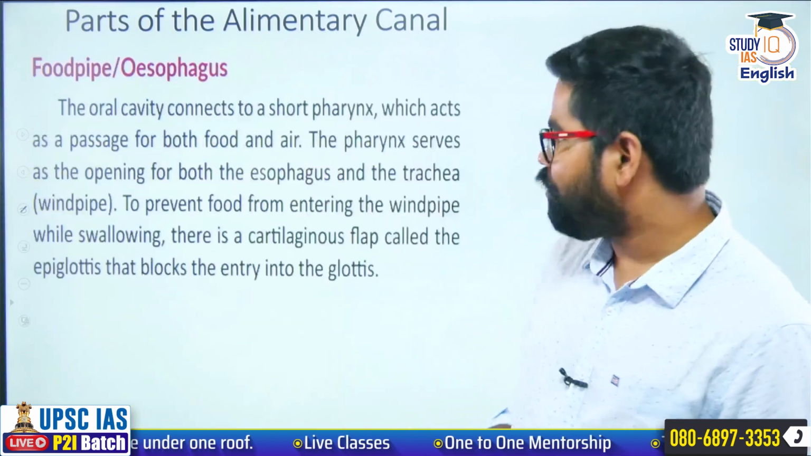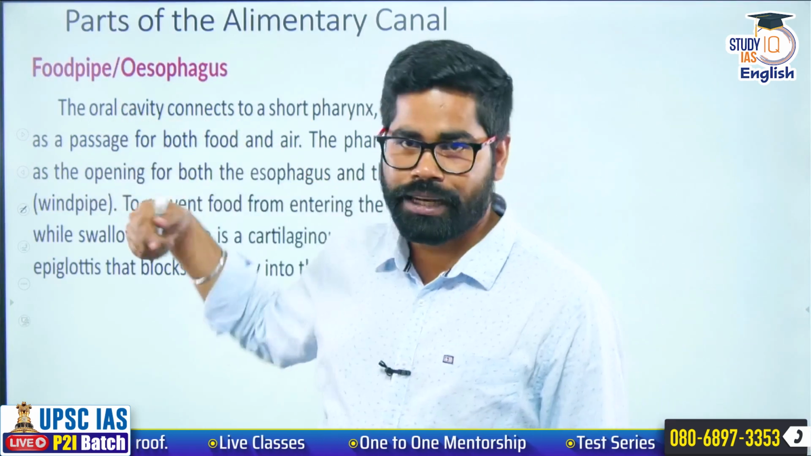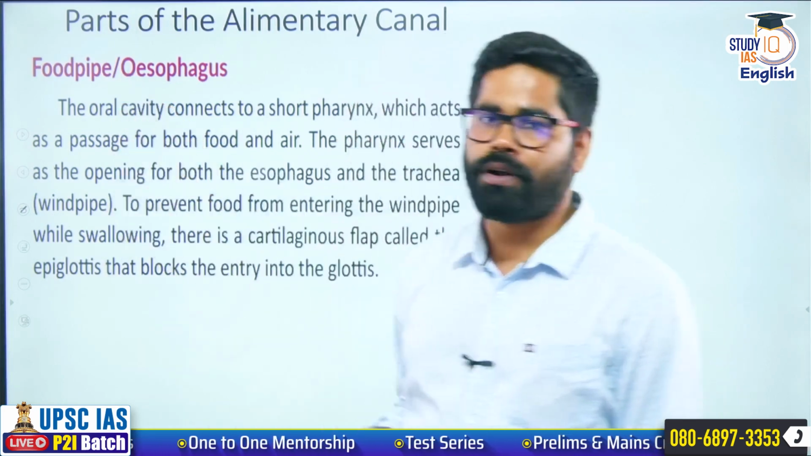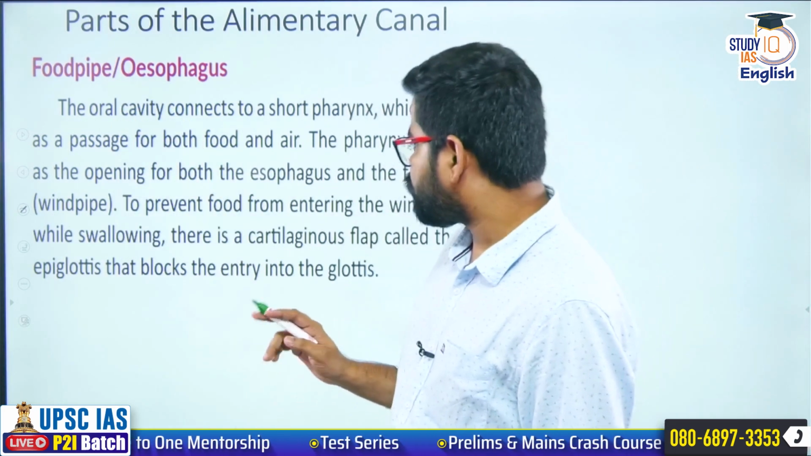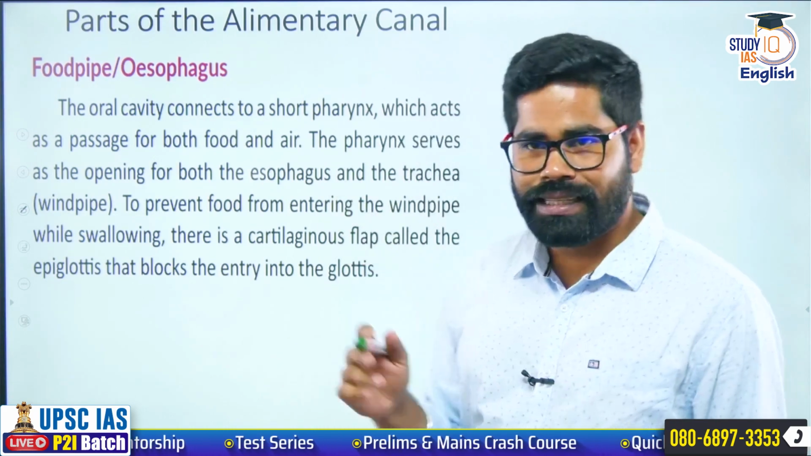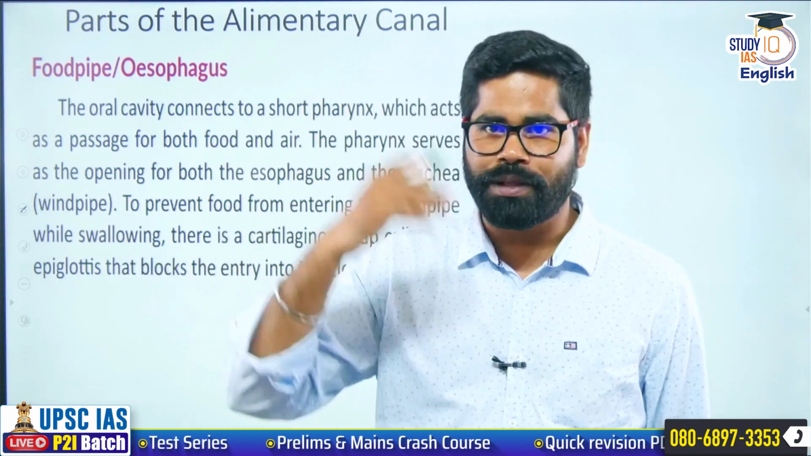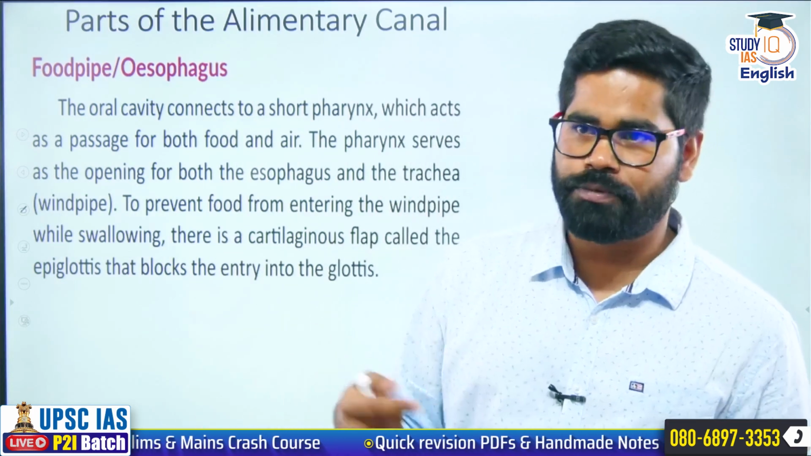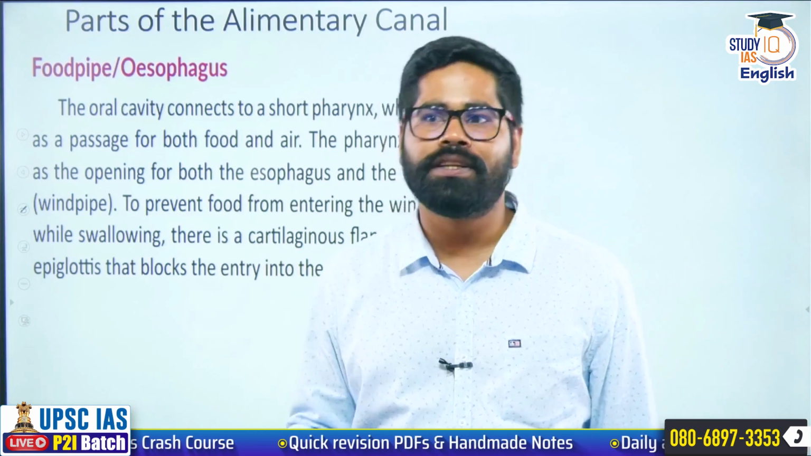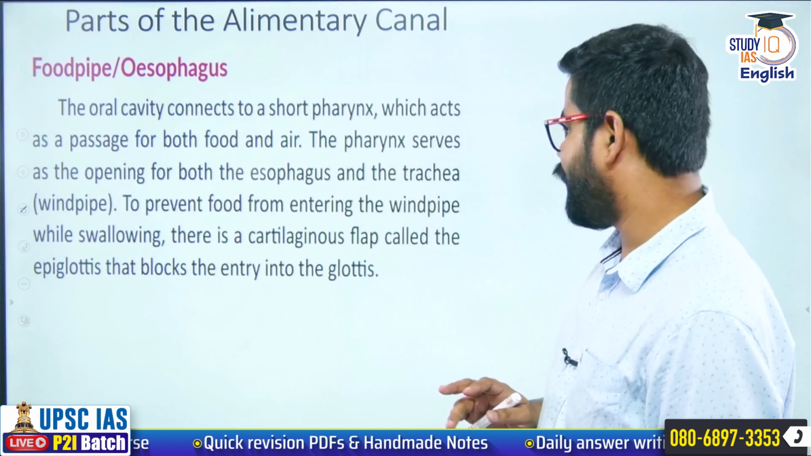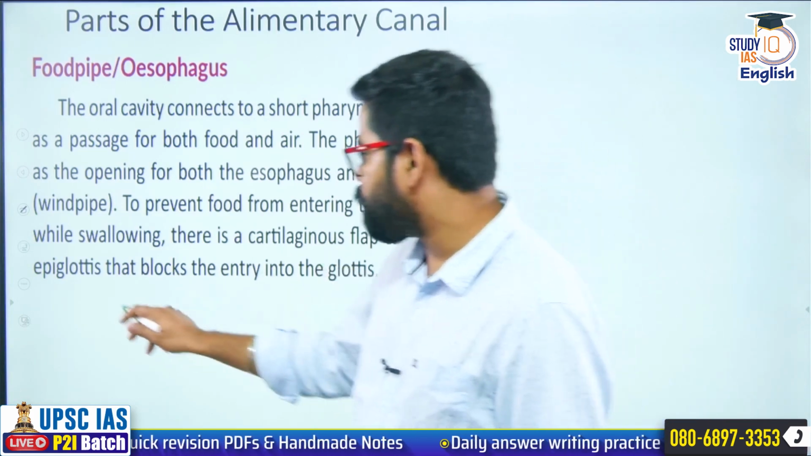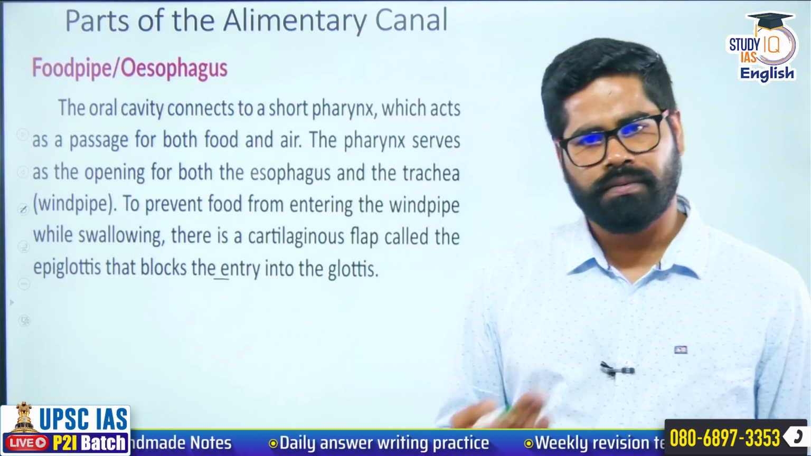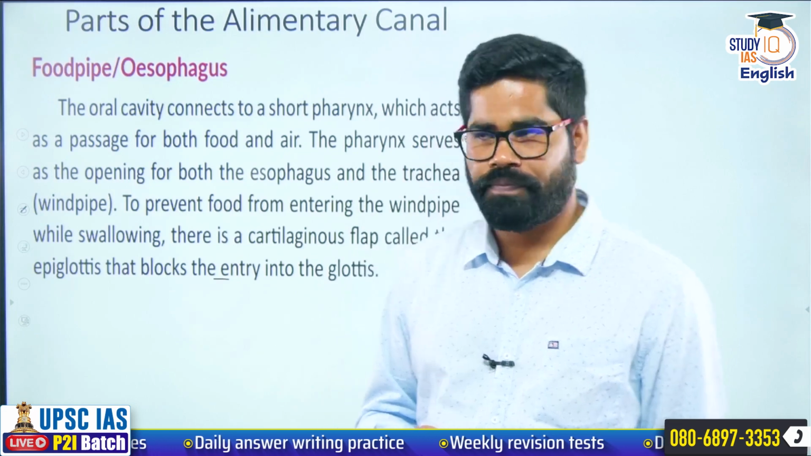After that, there is one structure which is just for passing of the food. And this is called the food pipe or esophagus. It is responsible for passing the food from the buccal cavity to the stomach. By rhythmic movements, it pushes the food downwards. That is the role of the food pipe. Now there is also the epiglottis. You know that the epiglottis blocks the entry of food into the air pipe, the trachea.